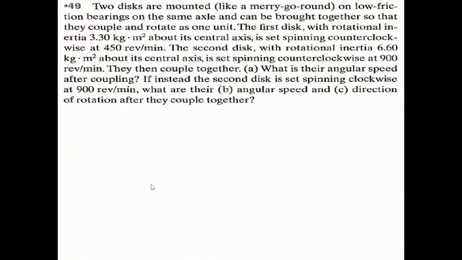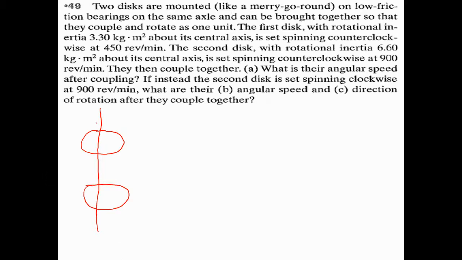The last question. It is very easy. Only the question is very big in size, but if you just write the answer, it is very small. Read the question. Two discs are mounted on low friction bearing on the same axle and can be brought together so that they couple and rotate as one unit. Brother, you can see here, you have one disc and you have another disc on the same axis. That means your axis of rotation is here. Understand?